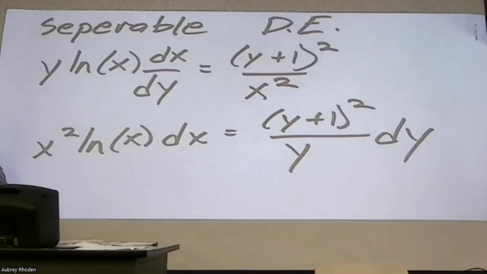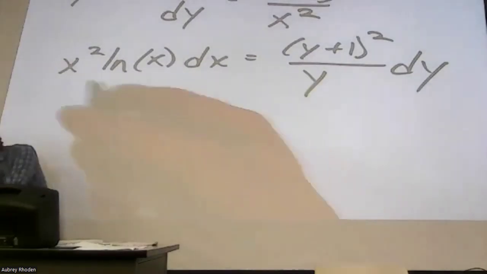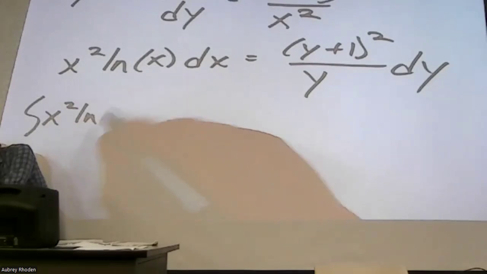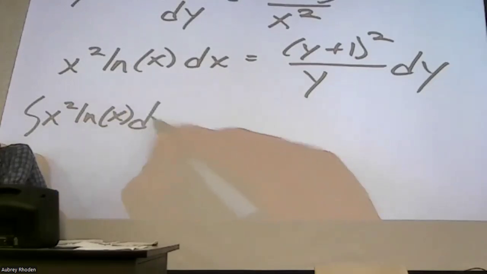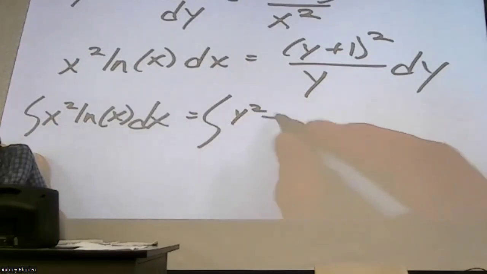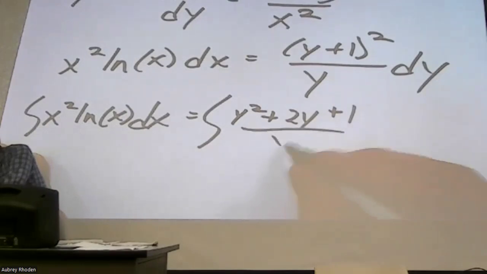Okay. Instead of writing the integral on that stuff, I'm going to write the integral on the next stuff because I need to do a little bit of algebra to this. So this would turn into the integral of x squared natural log of x dx, which is going to equal the integral of y squared plus 2y plus 1 divided by y.